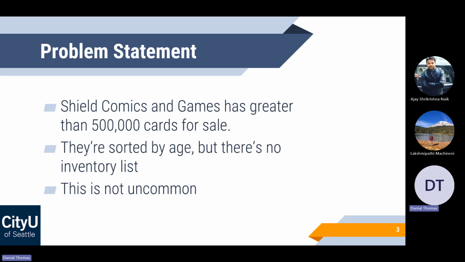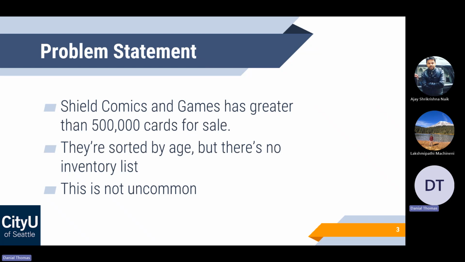That's a lot to go through. And they're sorted by age and when they came out, but they're in large boxes that carry about 5,000 cards each. And anytime somebody's looking for a mildly obscure card, we have to go through hundreds at a time to really find what we're looking for. And half the time we don't even have it, and they're just left disappointed.